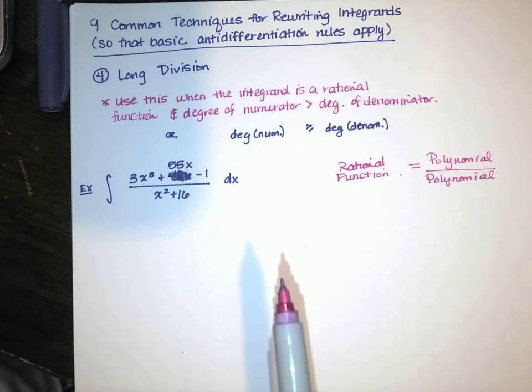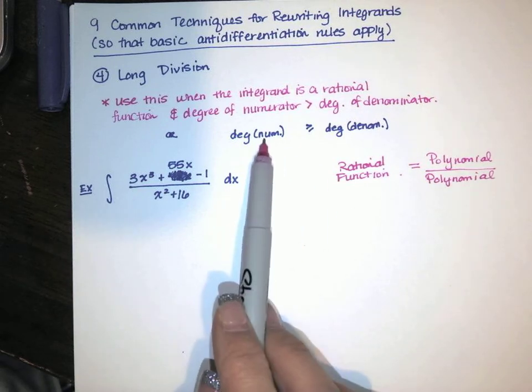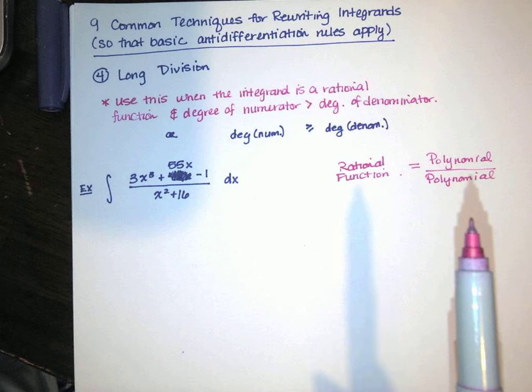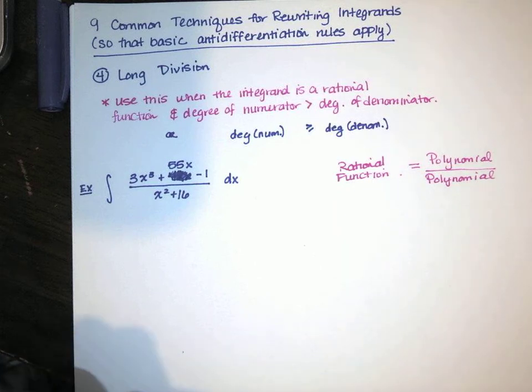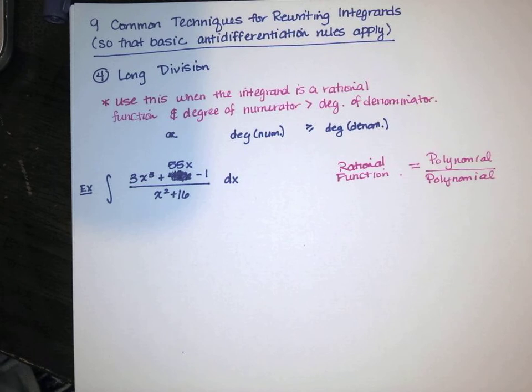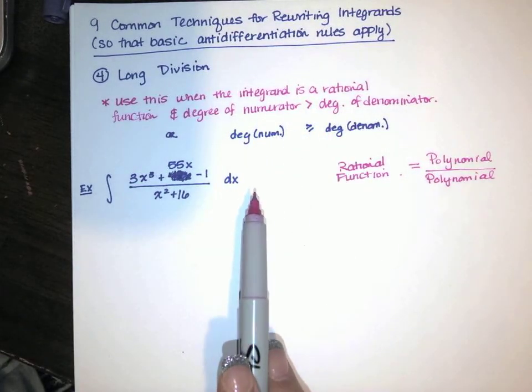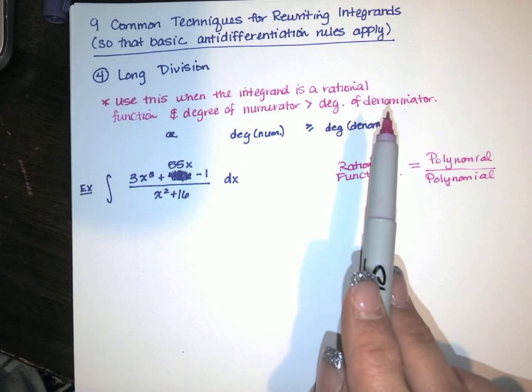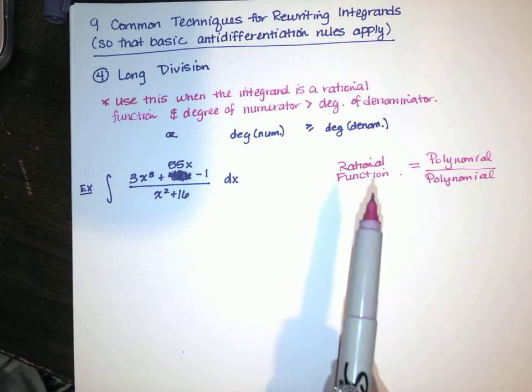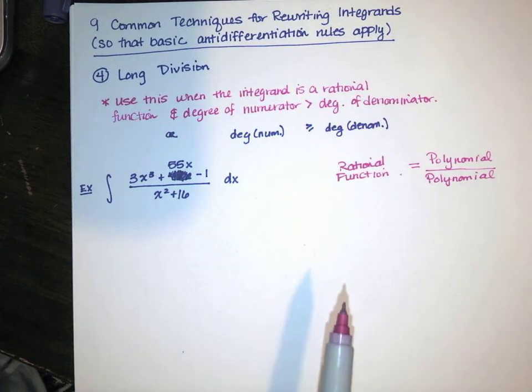Now, we can use this technique whenever the degree of the numerator is also equal to the degree of the denominator, but there's an easier technique in that case called adding a well-chosen zero. We're going to do that a little bit later. For right now, we're just going to stick to this rule. If it's a rational function and the degree of the numerator is greater than the degree of the denominator and basic rules do not apply and u-substitution does not apply, we're going to use long division.